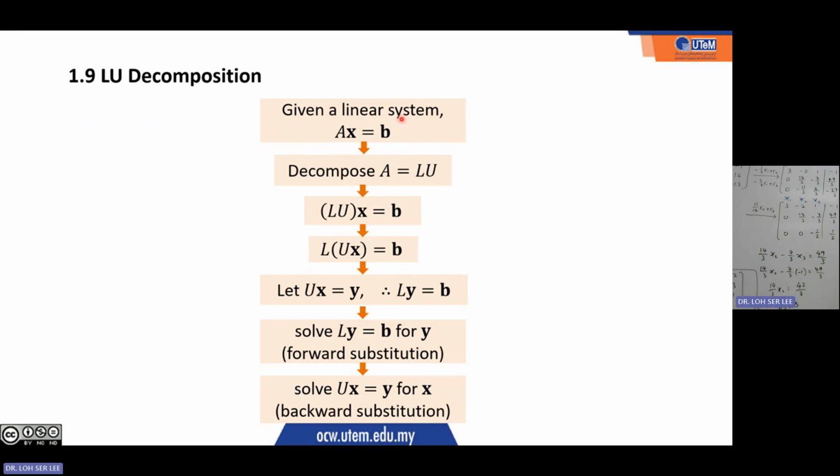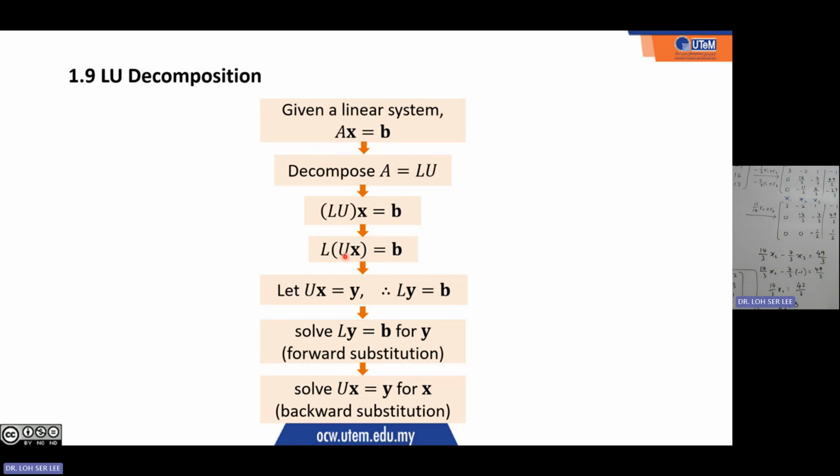Okay, given a linear system, AX equals to B, and we need to decompose A into LU. That means we break A into matrix L and matrix U. So your A will be equal to LU. Okay. So when A is LU, that means AX = B will be LUX = B. Okay. And now the UX, when we let UX be Y, then we have LY equals to B.